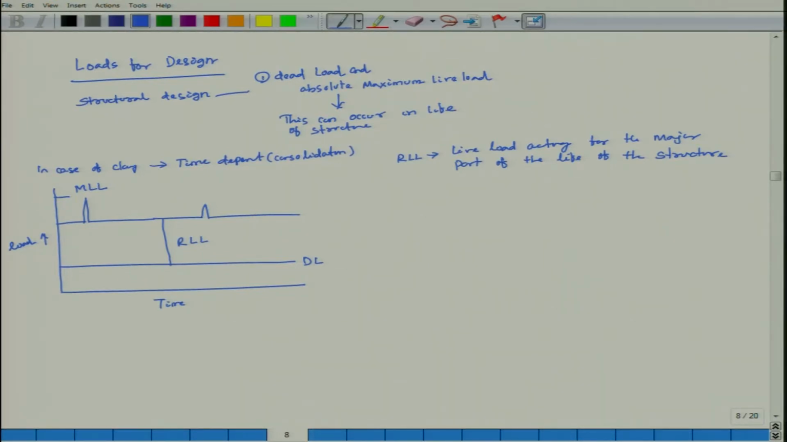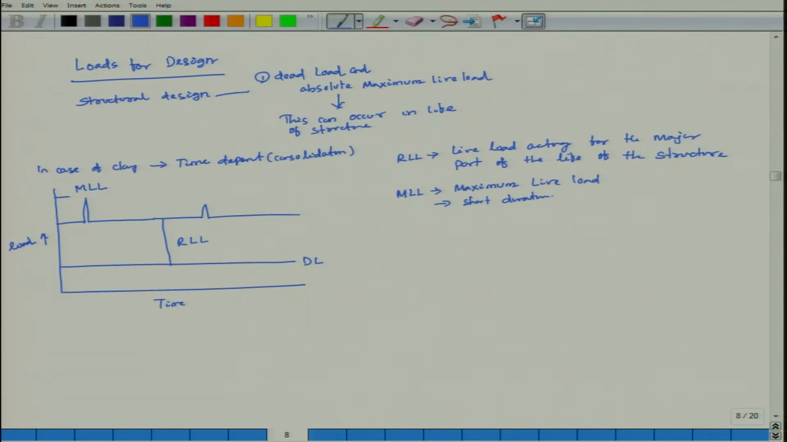Then there is a possibility that sometimes the maximum live load may occur; it is a kind of pulse acting. MLL is the maximum live load, and it is of very short duration. So these are what we want to consider: one is the dead load, one is the reduced live load, and the third one is the maximum live load.